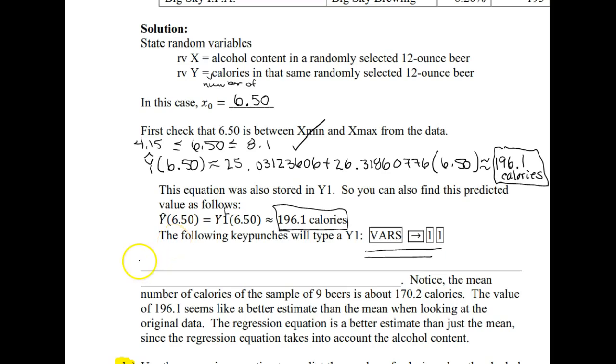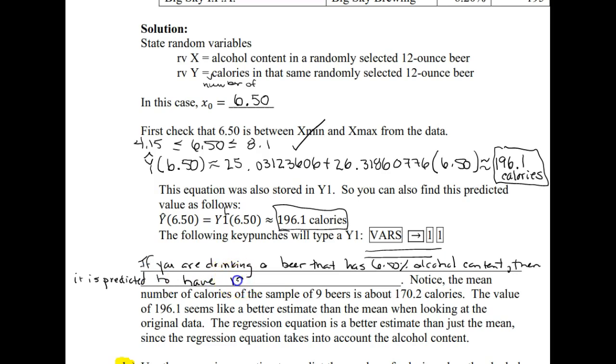If we interpret that, it means if you are drinking a beer that has 6.50% alcohol content, then it is predicted, we don't know for sure, so it is predicted to have 196.1 calories.